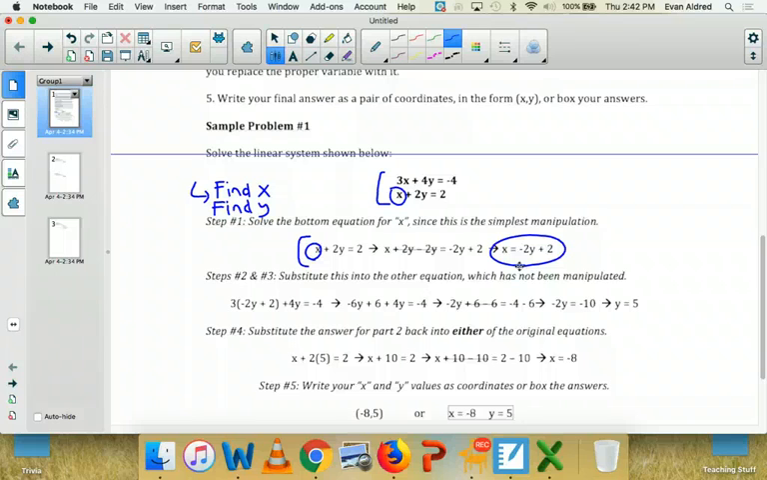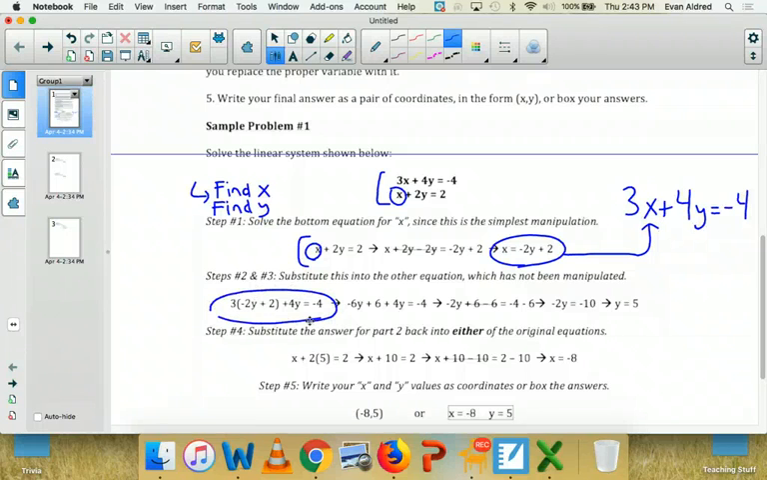Steps 2 and 3 ask us to plug that expression we've solved, x equals, into the other equation and to solve. So the other equation states 3x plus 4y equals negative 4. That's the one we haven't manipulated. We've said that x is equal to negative 2y plus 2. So where I see an x in that equation, I'm going to replace it with negative 2y plus 2. And you can see that happening down here. The x is not written in that. It's been replaced with negative 2y plus 2.